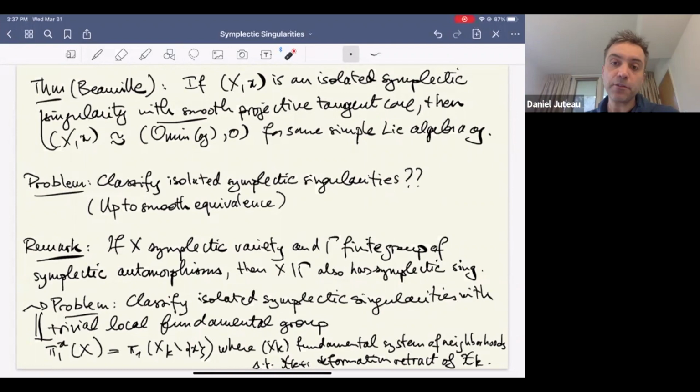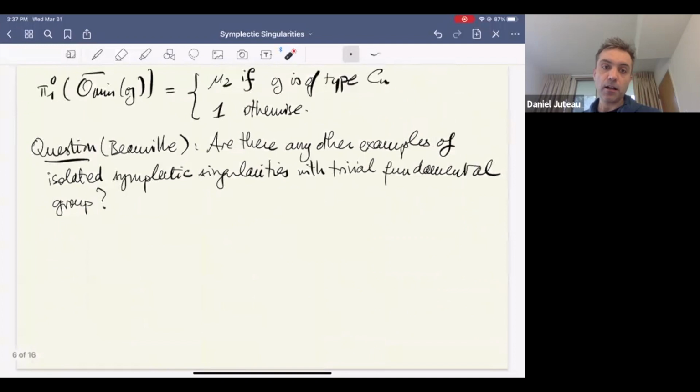And then that limits the number of possibilities, right? For example, there was this minimal nilpotent orbit closure example. You could ask what the local fundamental group is in that case. Well, it's almost always trivial. So it's an example for the question, except in type C_N, for N at least one. So it includes SL2, which is Sp2, of type B2. And so actually, Beauville asked if there were any other examples other than that.